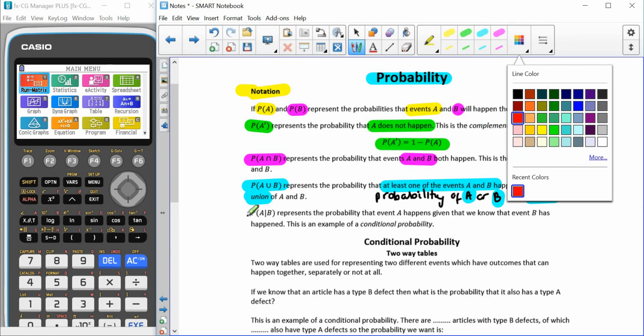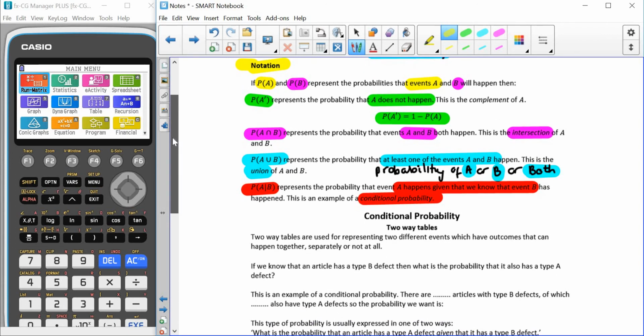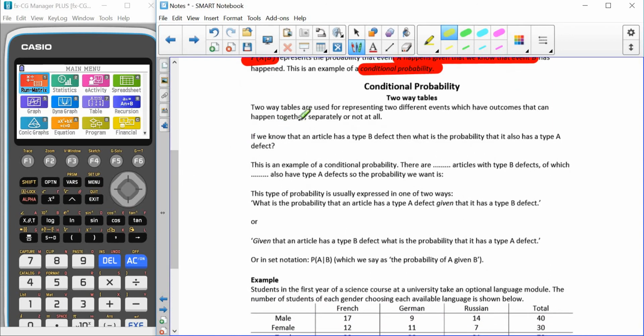Now the next one, this symbol here, this straight down line, means A happens given that we know the event B has happened. The way that we'd read this out is the probability of A given B. So the probability of A happening given that we already know that B is true. And this is what we call conditional probability. We will have a look at it in a bit more detail when we get onto the Venn diagram section as well. So that's it for notation for now. We're going to move on to having a look at two-way tables.